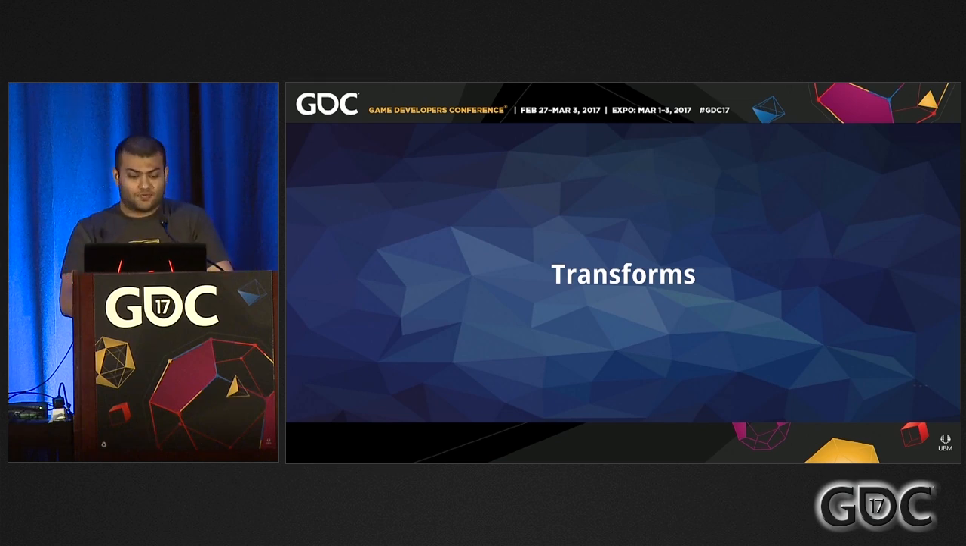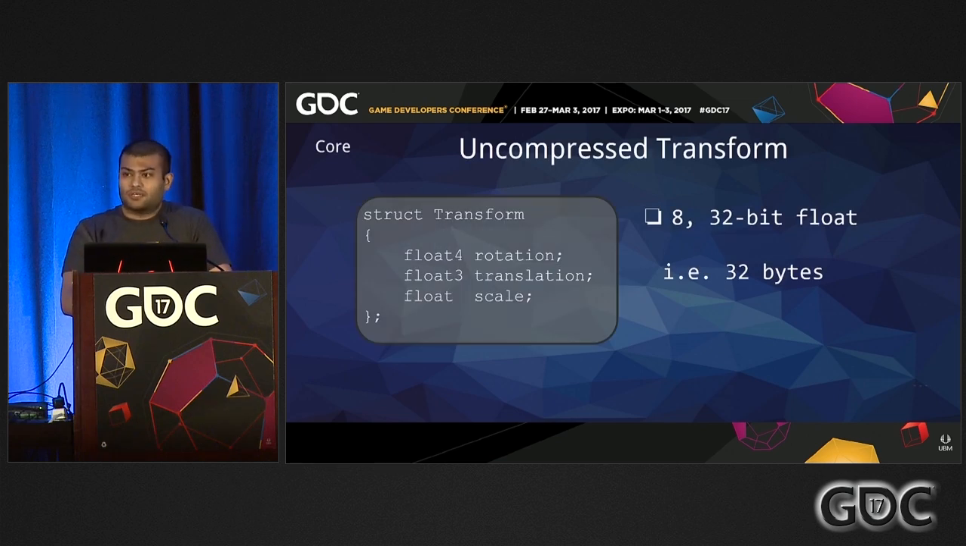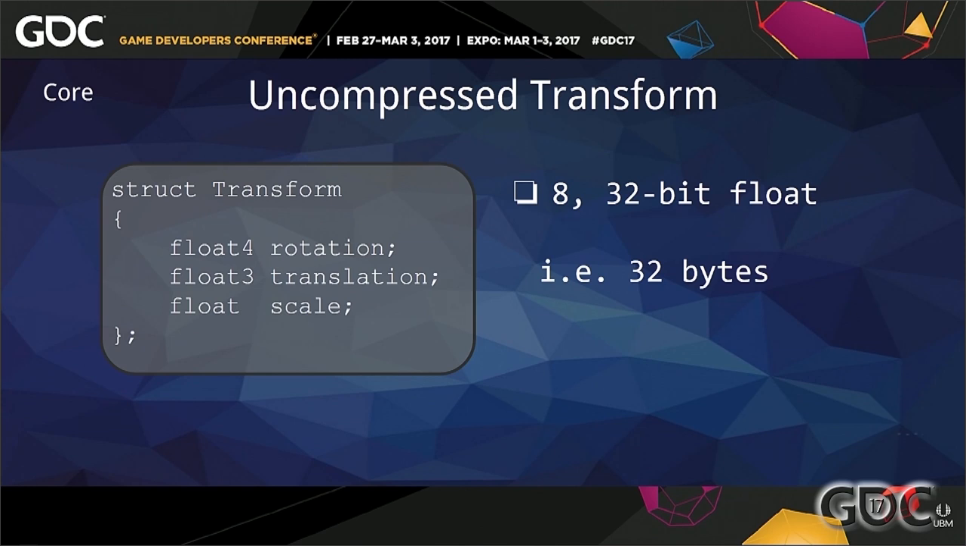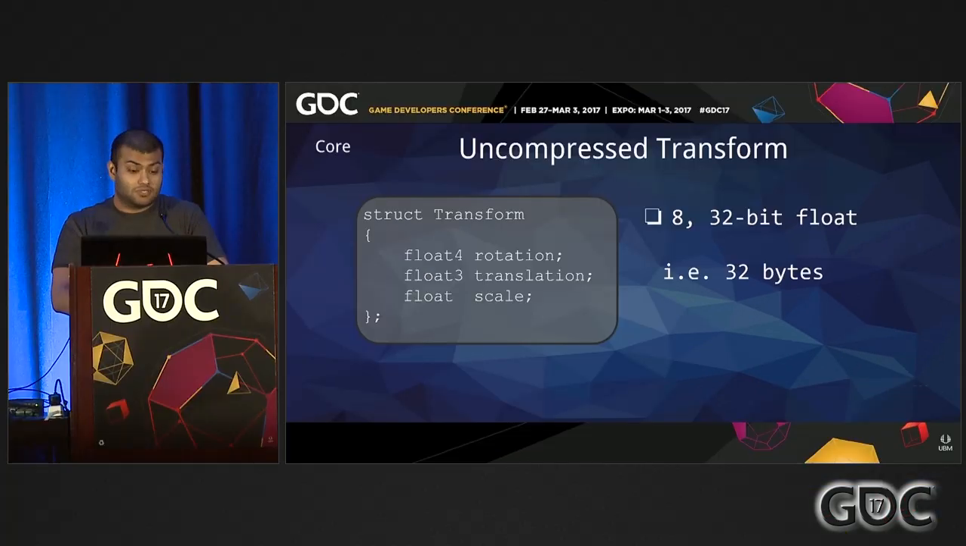So let's talk about transforms first. In order to represent a transform, this is the bare minimum that you need: rotation represented using a quaternion, translation, and scale. Obviously, completely unpacked, this is 32 bytes, which is quite heavy to be passing around.